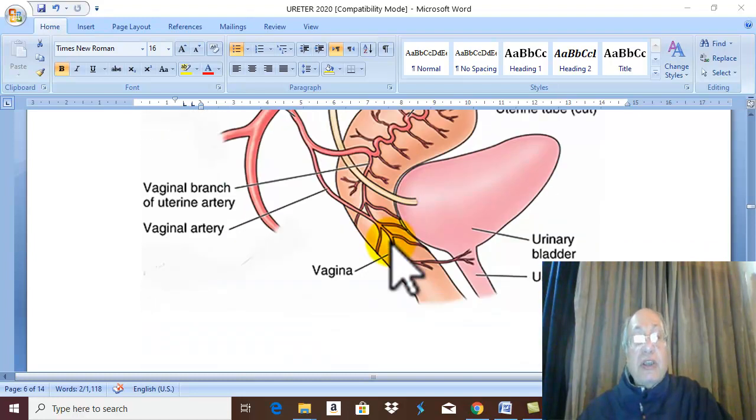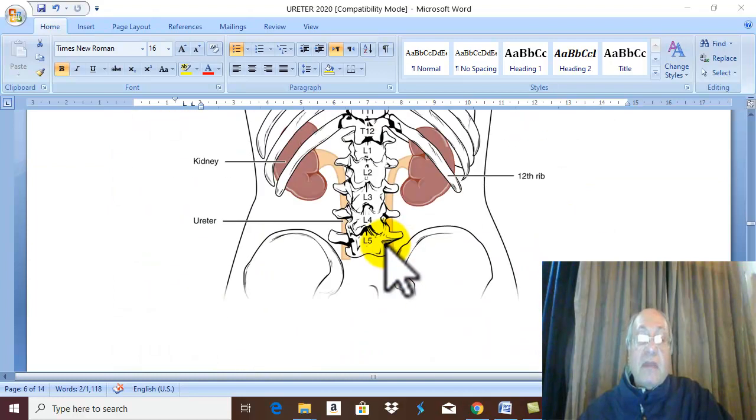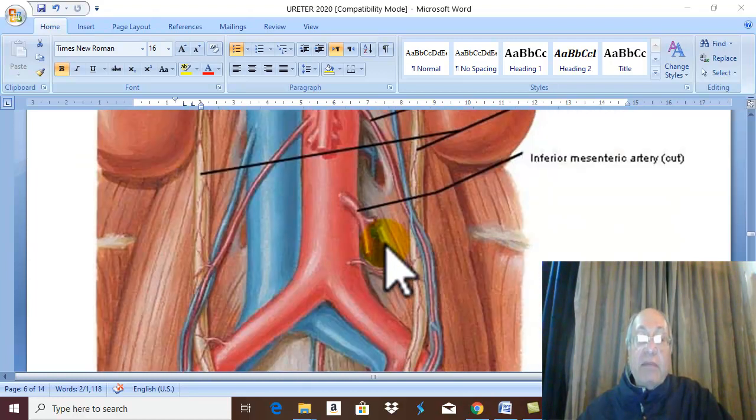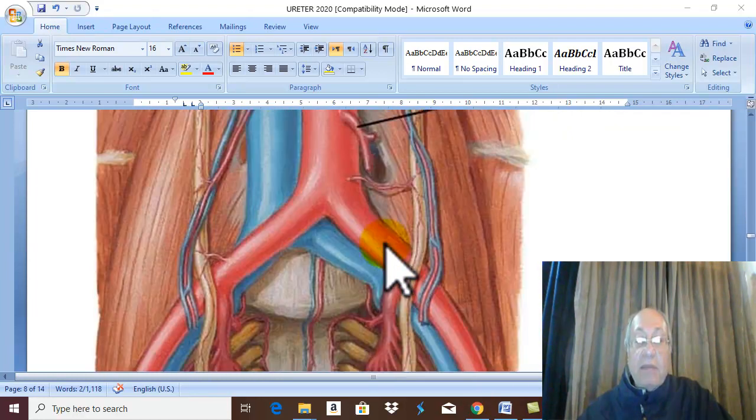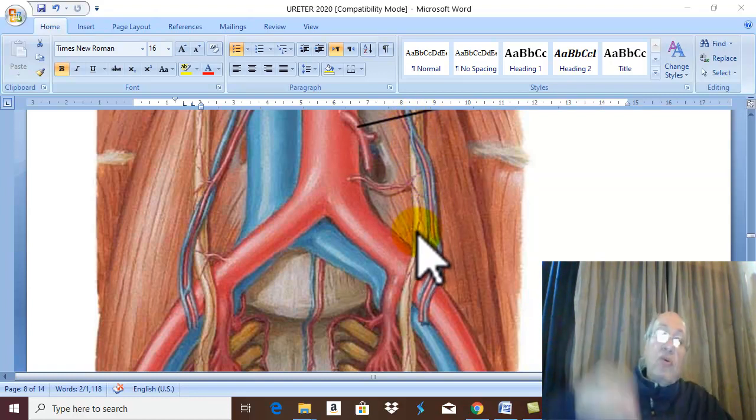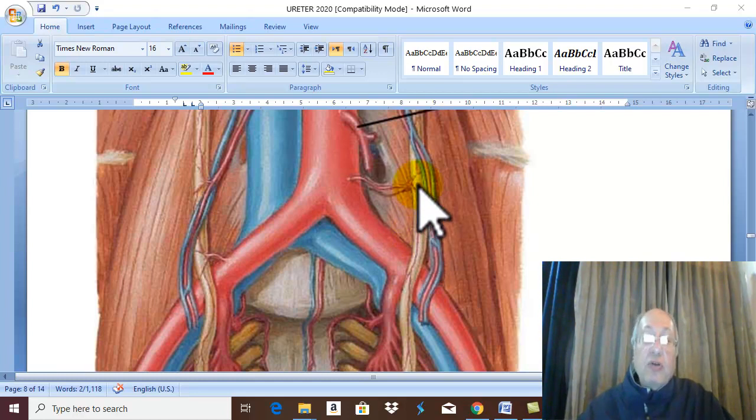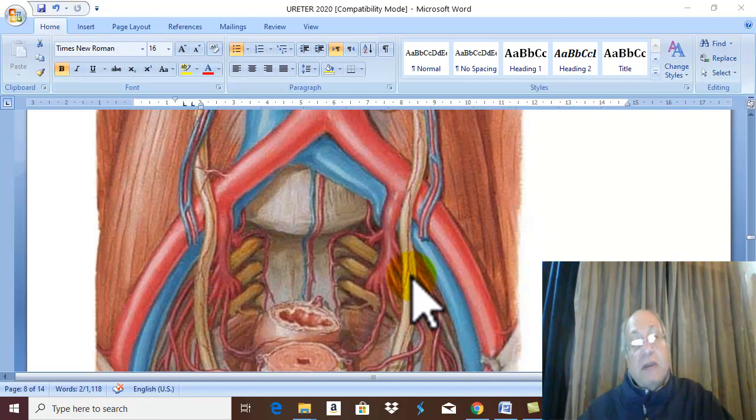Each branch that reaches the ureter gives an ascending branch and a descending branch. This appears in this branch. It gives an ascending branch, which ascends upward, and a descending branch, which descends downward. And all arteries supplying the ureter form a longitudinal anastomosis along the ureter.